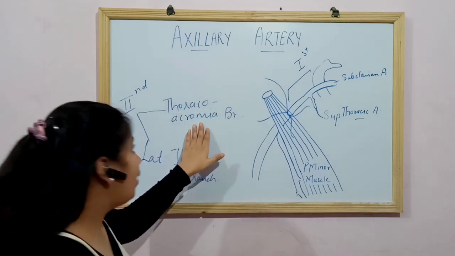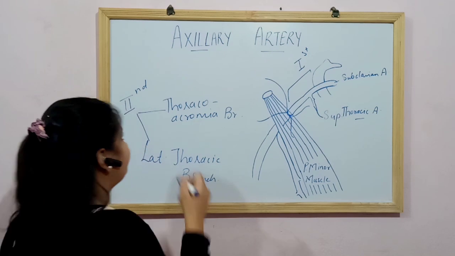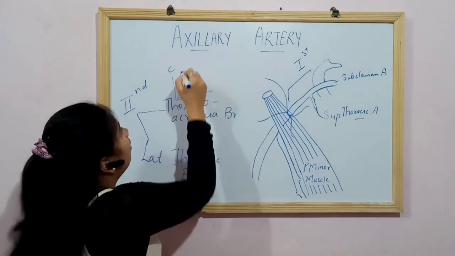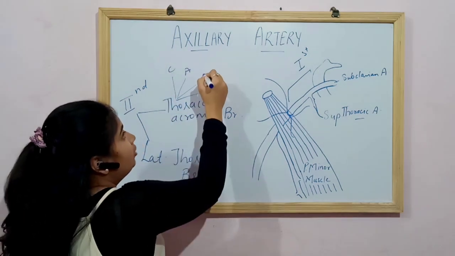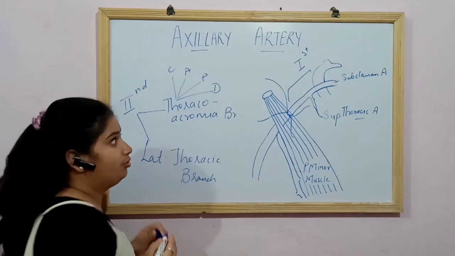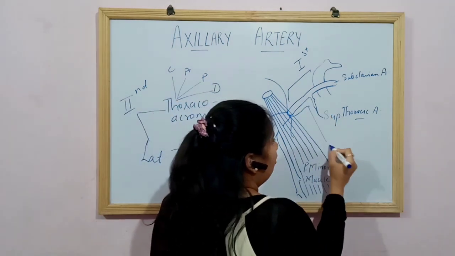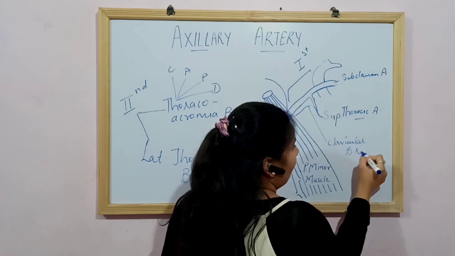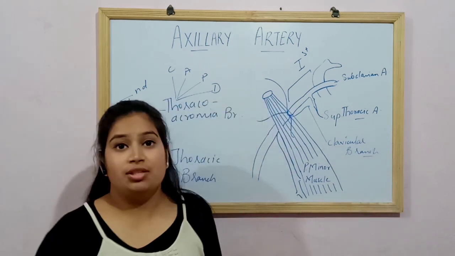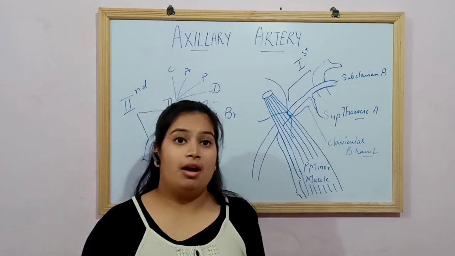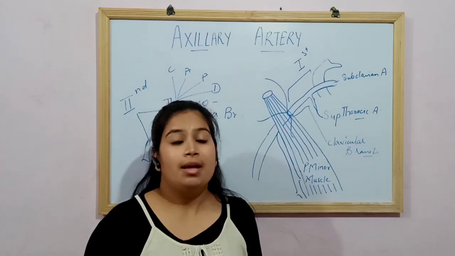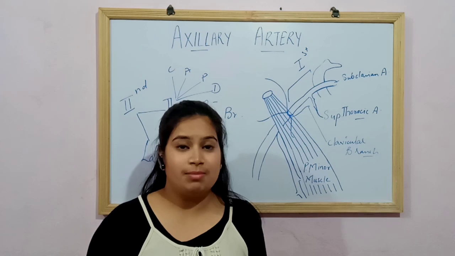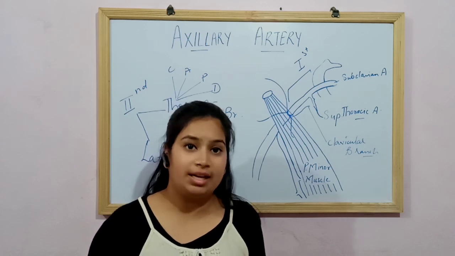But this thoracoacromial branch also has four parts: clavicular branch, acromial branch, pectoral branch and the deltoid branch. So this one is the clavicular branch. The clavicular branch is close to the clavicle and extends superomedially towards the sternoclavicular joint and supplies the joint and the subclavius muscle, which is present on the posterior aspect of the clavicle.